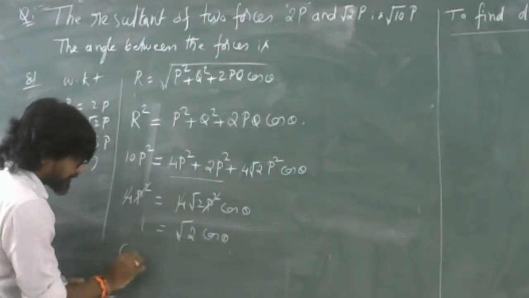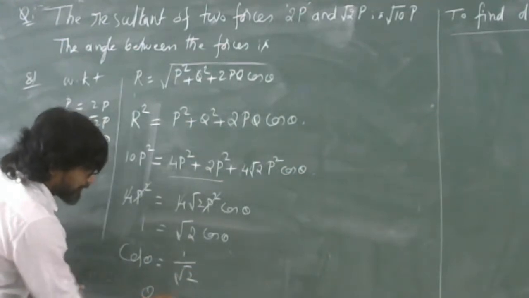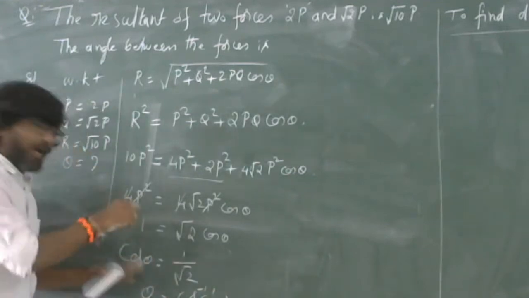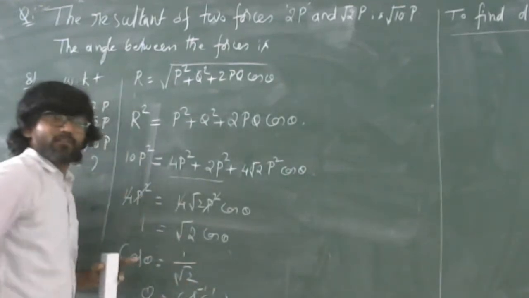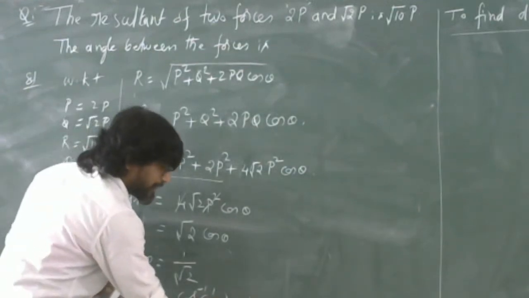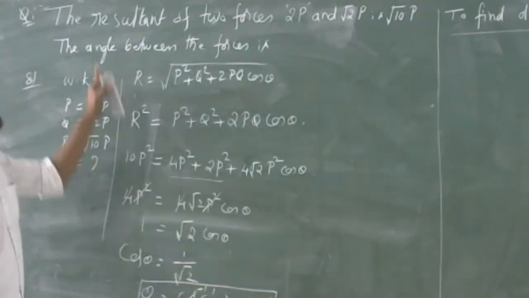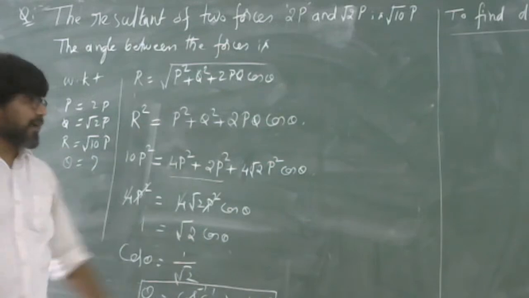So cos theta is equal to 1 by root 2. Theta is equal to cos inverse of 1 by root 2. Meaning, for what angle will cos give 1 by root 2? 45 degrees. So this is the angle between the forces. This is how we have to use the parallelogram law.